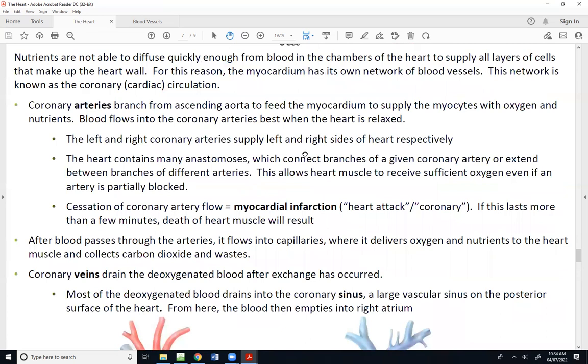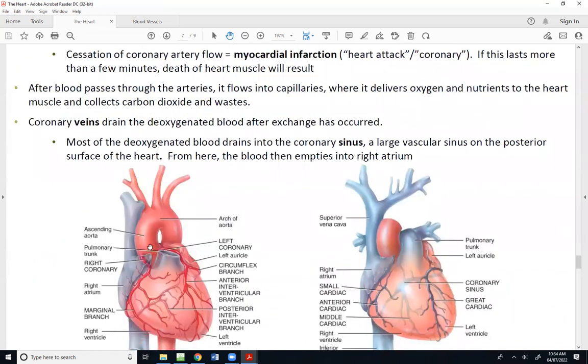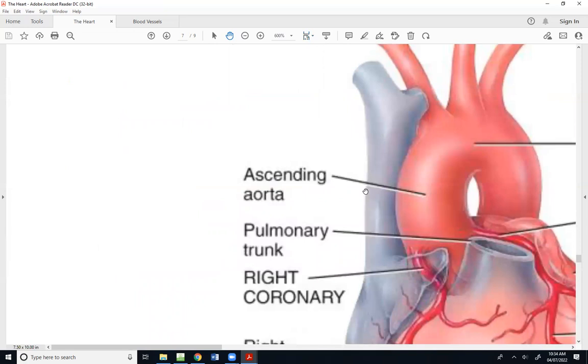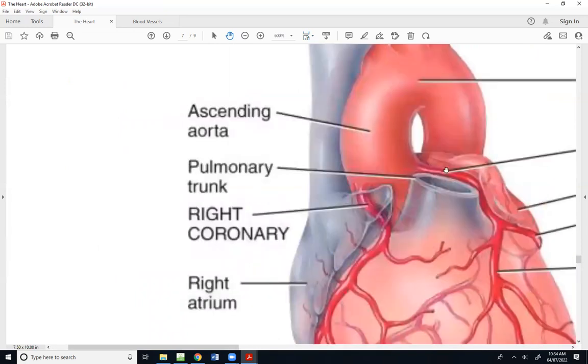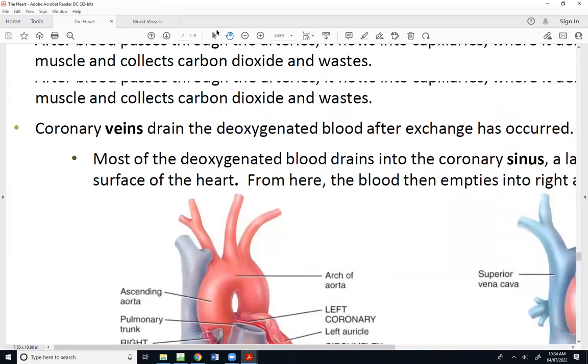Let's first talk about the coronary arteries. Those are the first branches that come off of the aorta. In fact, if I zoom in, here is where the aorta begins. There are two branches coming off of it almost instantly. What we have is a left coronary artery and a right coronary artery that feed the right and left sides of the heart, respectively. Now, as you can see, there are several branches coming off of those.